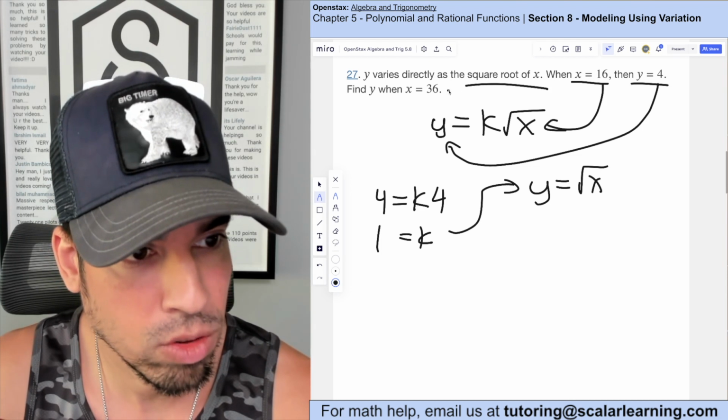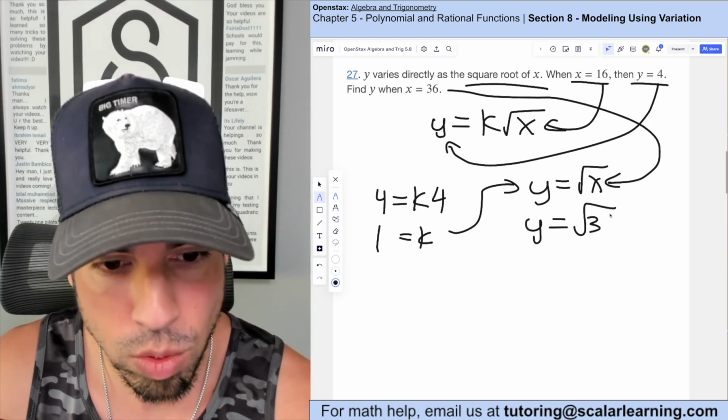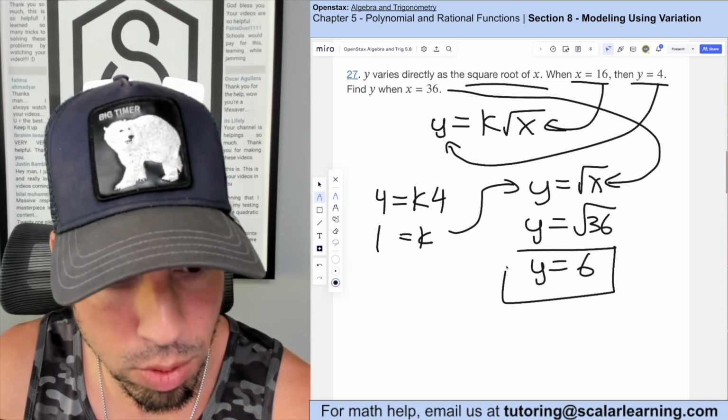Then we're going to plug 36 into this equation to solve for y. So y equals the square root of 36, just taking the positive square root, y equals 6, boom, done.